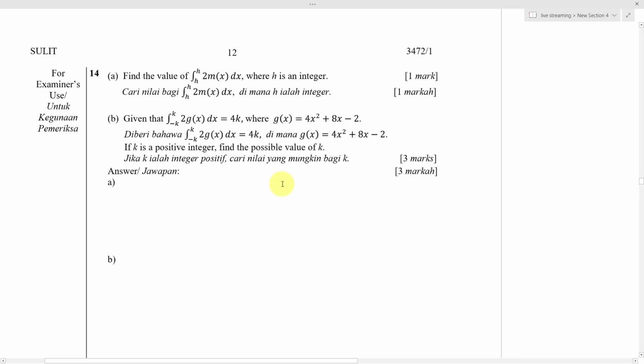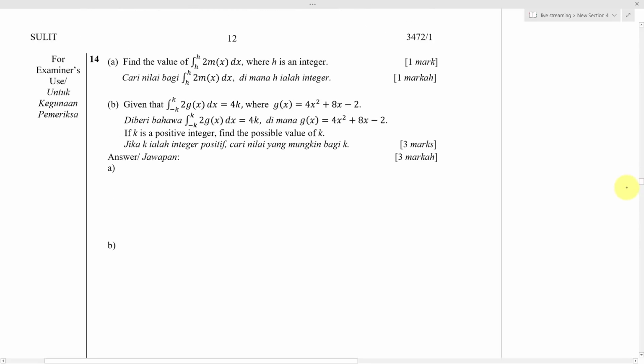Alright, so let's move on to 14. Question 14 over here, they basically test your understanding of the limit over here, or they call definite integrals. If they have the same number, it means what? You will get 0. I give you an example.